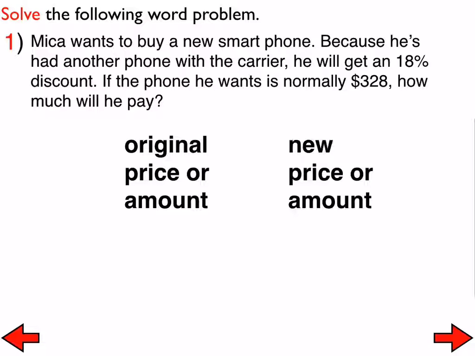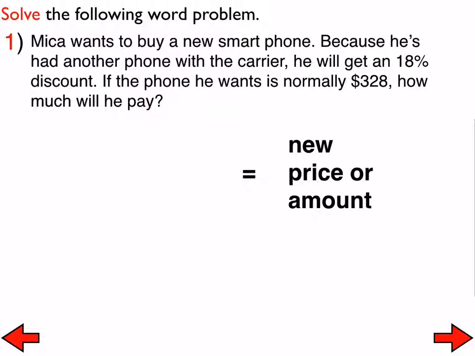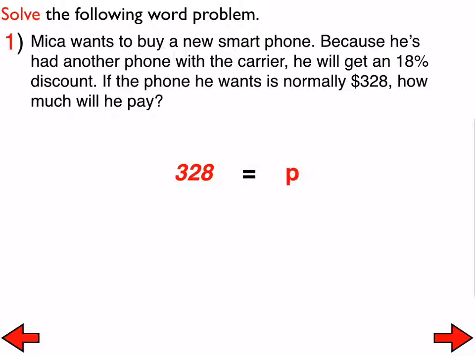In this problem, once again, we're comparing the original to the new amount. That $328 is the original amount. We don't know the new amount. And this is how every problem starts. Then we always do something to the original amount, regardless of whether we know what it is, like we do in this case, or not.